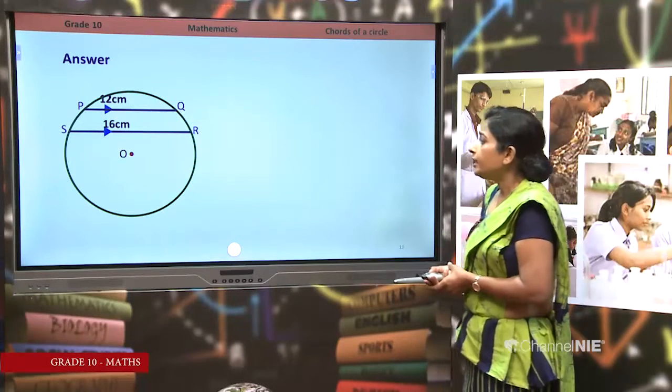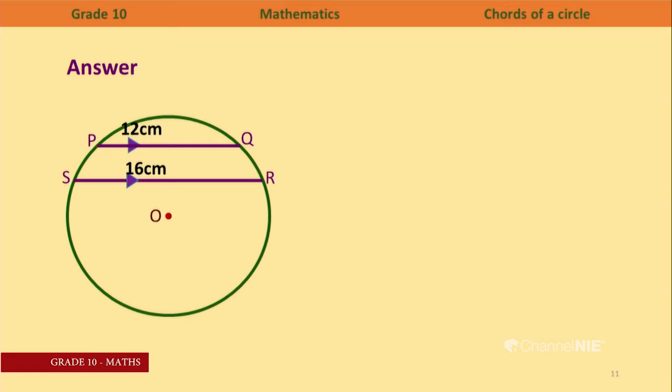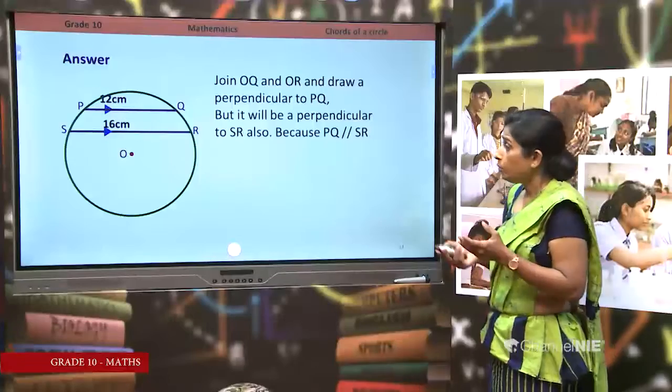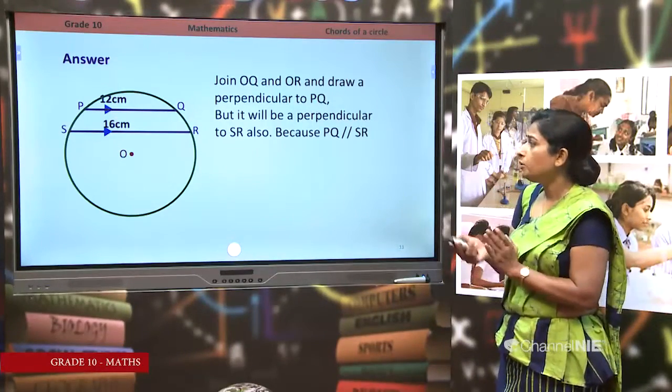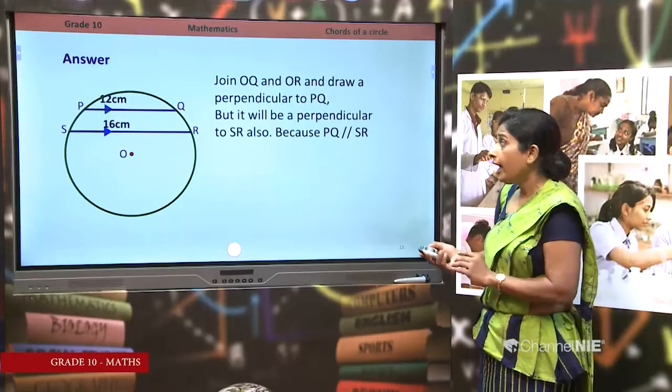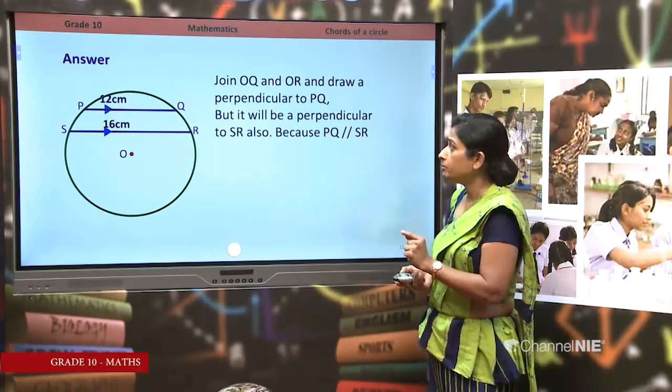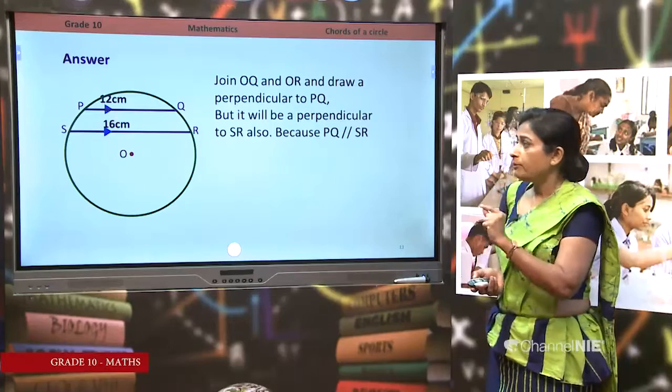Let's see here. So I have marked the given data. PQ and SR are parallel lines. PQ is a 12 centimeter long chord and SR is a 16 centimeter long chord. Then I am going to join OQ and OR. Another one: joining OQ and OR, it's okay, and I am going to draw a perpendicular to PQ from the center.